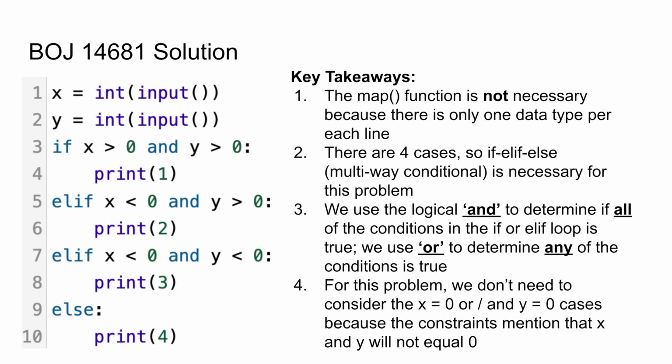First, the map function is not necessary because there is only one data type per each line of input. Second, there are four cases, so if, elif, else, or a multi-way conditional is necessary for this problem. Third, we use the logical AND to determine if all of the conditions in the if or elif statement are true, and we use OR to determine if any of the conditions is true. Lastly, for this problem, we don't need to consider the x equals 0 or y equals 0 cases because the constraints mention that x and y will not equal 0.